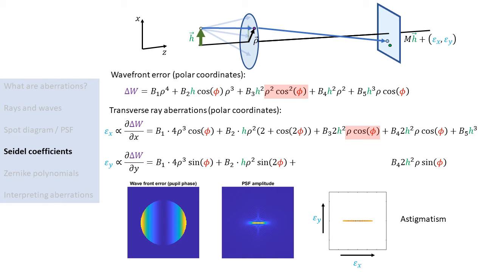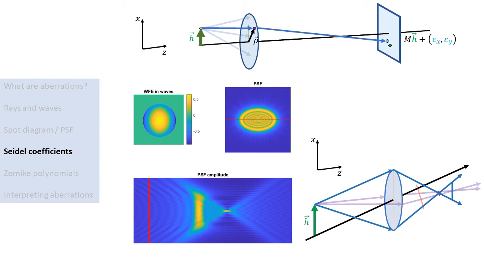When we look at how the point spread function changes through focus, we see that first the light is focused in the x direction. So instead of a focal point, we have a focal line in the y direction.